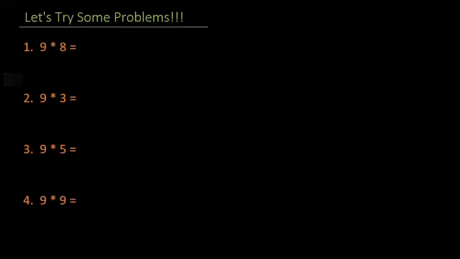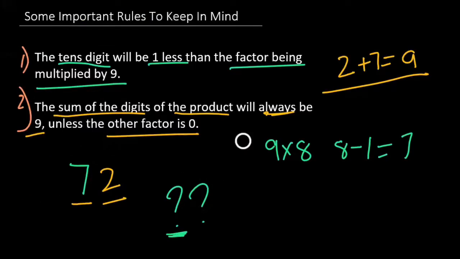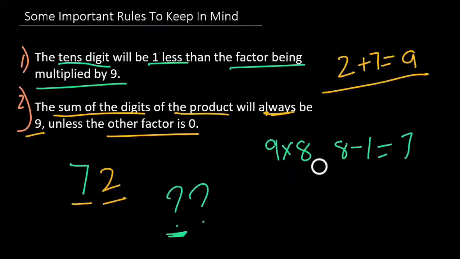So let's try some problems. First of all, we have 9 times 8. Again, the first rule that we applied is that the tens digit has to be 1 less than the factor being multiplied by 9. So for this, the tens digit, we have question mark, question mark. And we have 9 times 8 here.